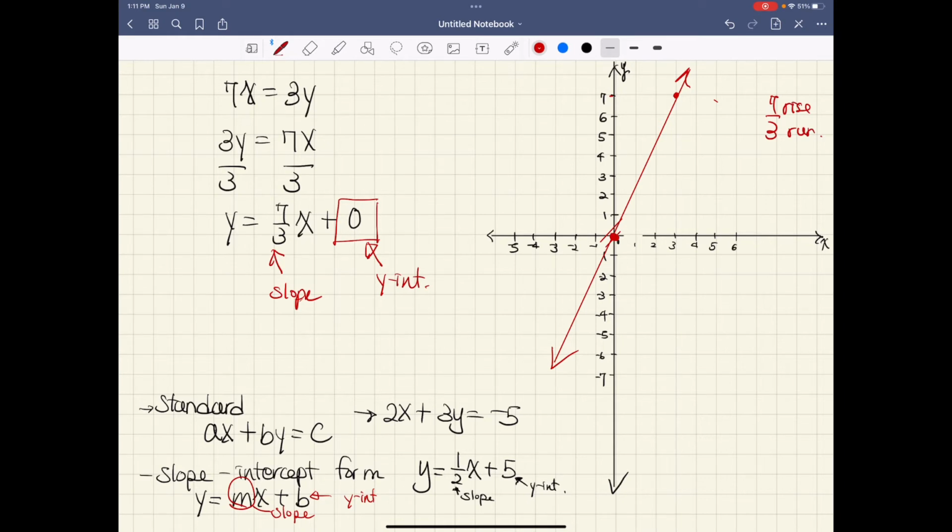So here, the y-intercept is 0, and slope: 1, 2, 3, 4, 5, 6, 7 rise over run 1, 2, 3. 7/3 is your slope.